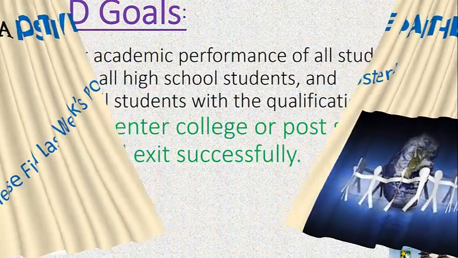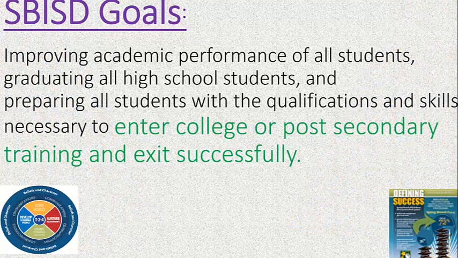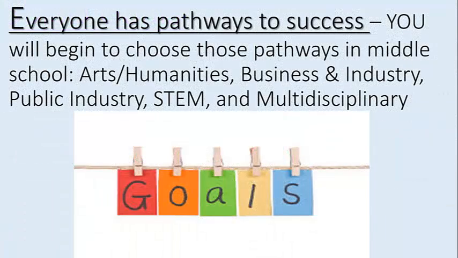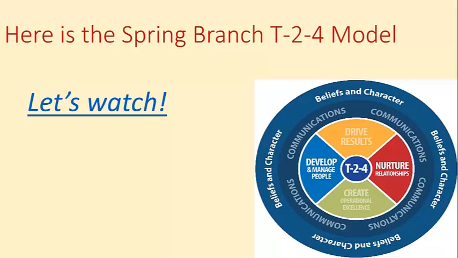In order to review, we want to talk about the Spring Branch ISD goals. Last time, we talked about how the goals want you to be improving your academic performance, and how the goals want you to enter college or post-secondary training and exit successfully. Everyone has pathways to success. You will begin to choose those pathways in middle school: arts or humanities, business and industry, public industry, STEM, and multidisciplinary. Here is the Spring Branch T24 model.